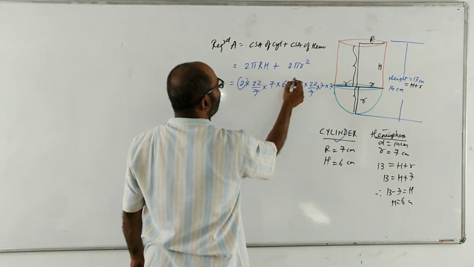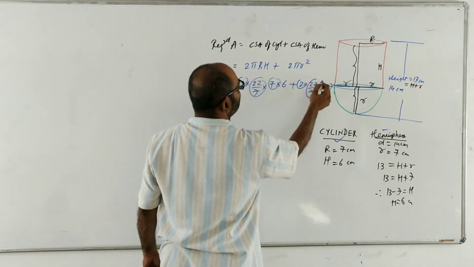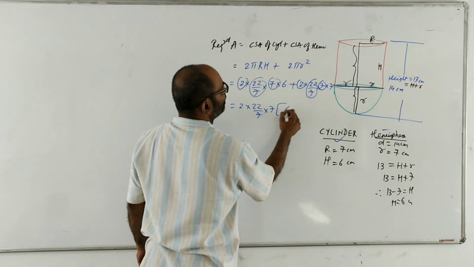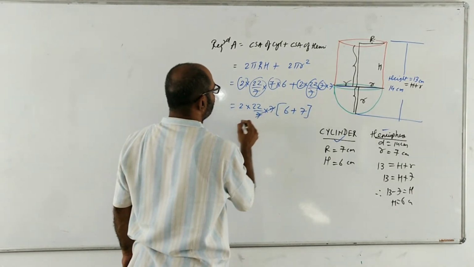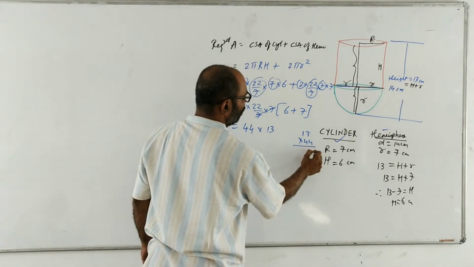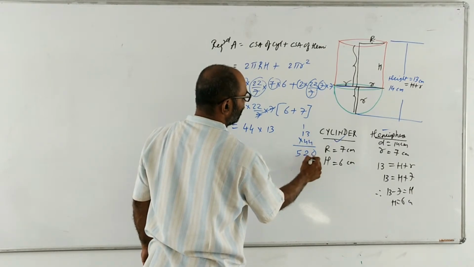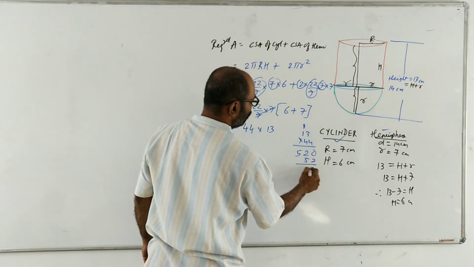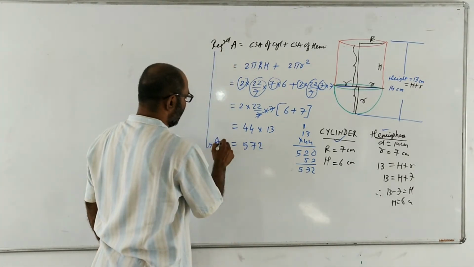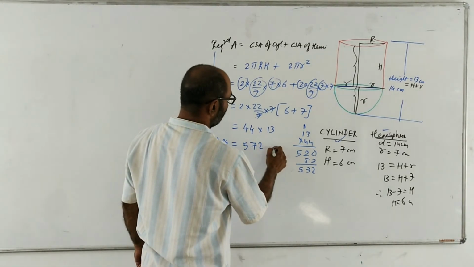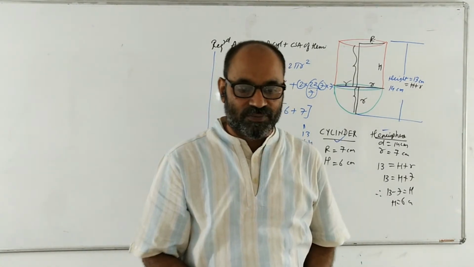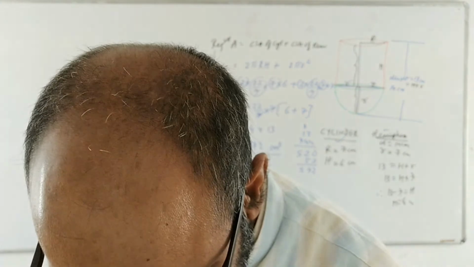Well, 2 is common, 22 upon 7 is common, and 7 is common. So 2 into 22 upon 7 into 7 common. You are left with 6, and here you are left with 7. 7 cancels. This is 44 into 13. So 13 into 44 is 572. What is that? Area. Alright? And this will be in centimeter square. So that is the total inner surface area of the vessel. Alright? Okay?